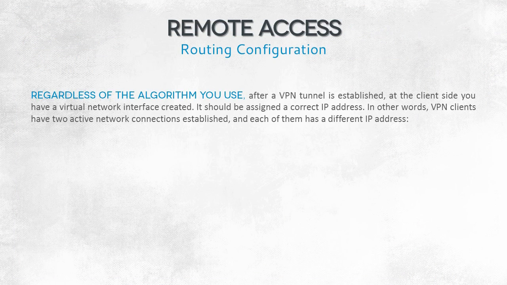Now we have two network connections, each of which has a different IP address. One address will be private, and the other will be a corporate address. You may ask, which of them will be used to send data if we try to connect to a web page?